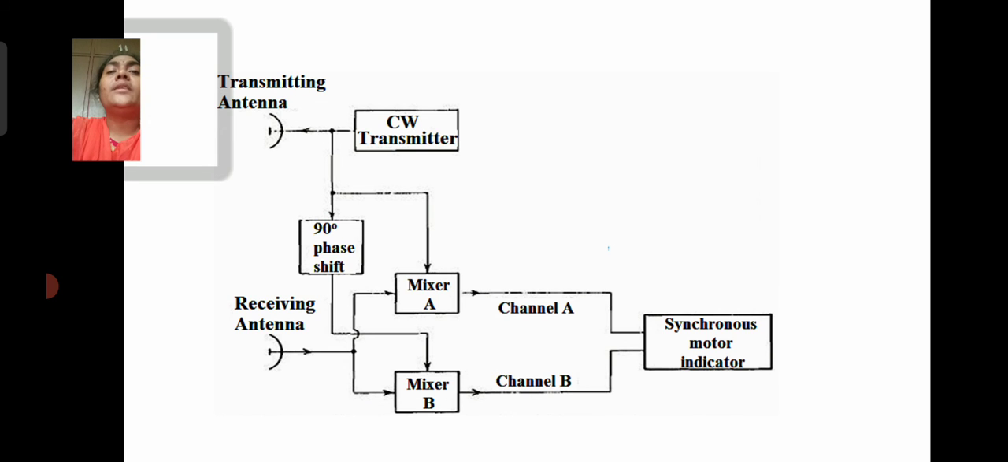Here we are using separate antennas. Next we are using the CW transmitter and a synchronous motor indicator. We are using two mixers, mixer A and mixer B. To the first mixer we give the CW transmitter as a reference signal, and we take the received signal. To the second mixer we give the transmitting signal with a phase shift of 90 degrees and the received signal directly. So we form two channels, channel A and channel B, and that is given to the synchronous motor.